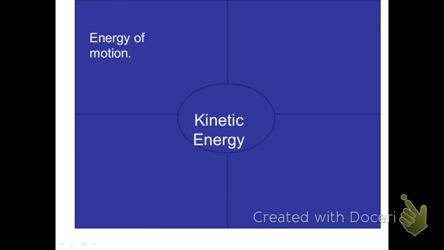Next word is kinetic energy. This is the energy of motion. Your characteristics include the unit and the formula. The unit is joules. The formula says 1/2 mv squared. 1/2 times mass times velocity squared. 1/2 mv squared. It is just EK.